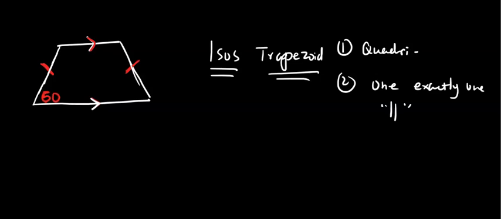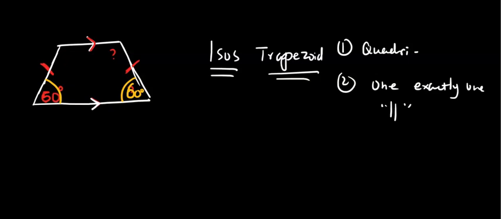Now, we got this concept down. Let's find the missing angle measure. If it is an isosceles trapezoid, these two base angles are going to be congruent. So this is 60, this is also 60.